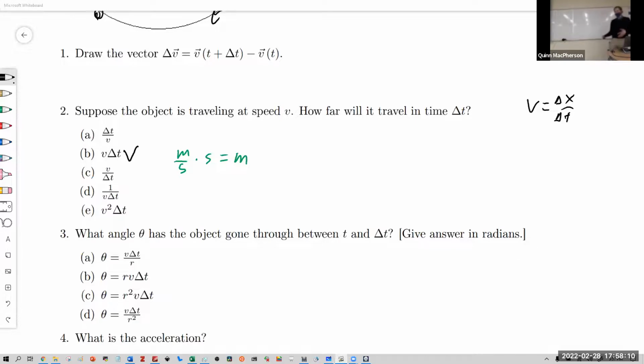So you know how fast we're traveling. You know how long we're traveling, a time delta t. So you can figure out how far we traveled, v delta t. You know what the radius is. So using the definition of a radian, you should be able to calculate what angle we've gone through.